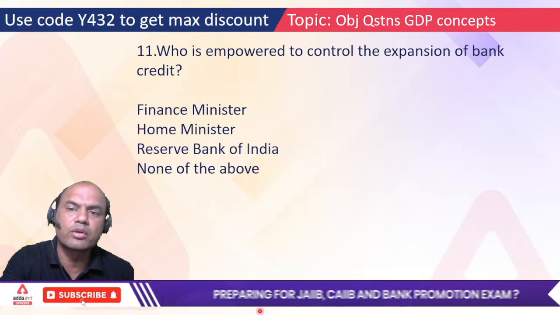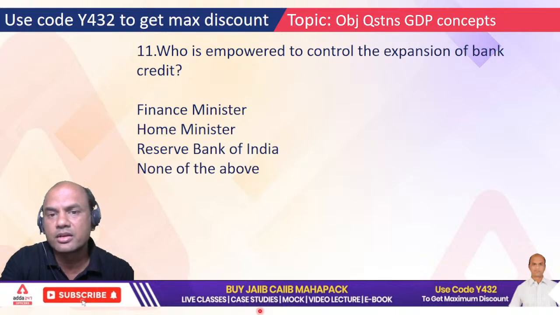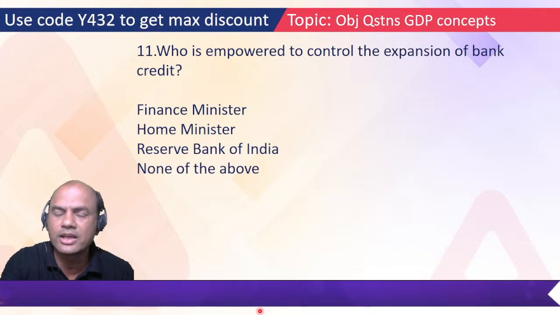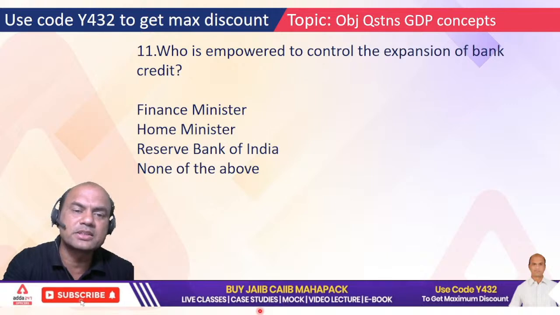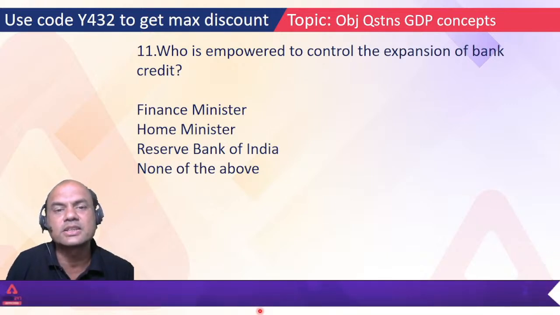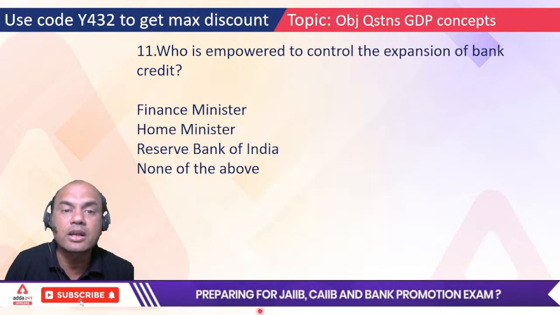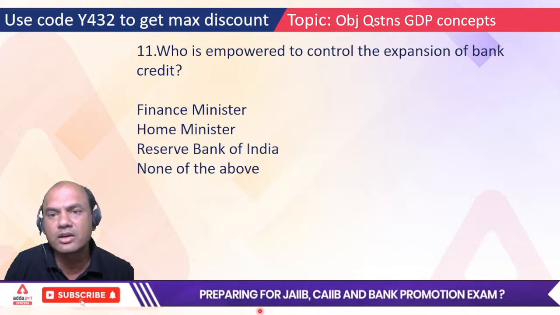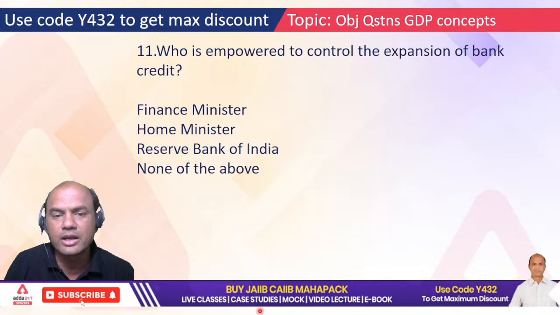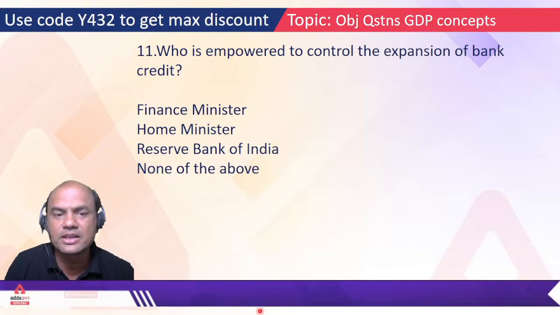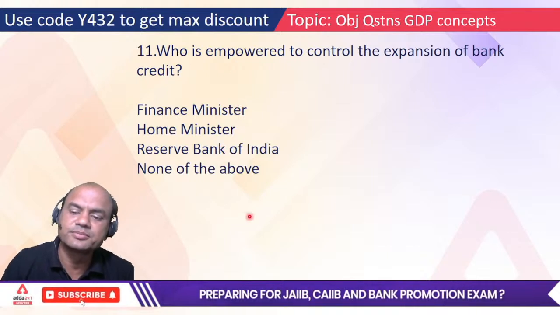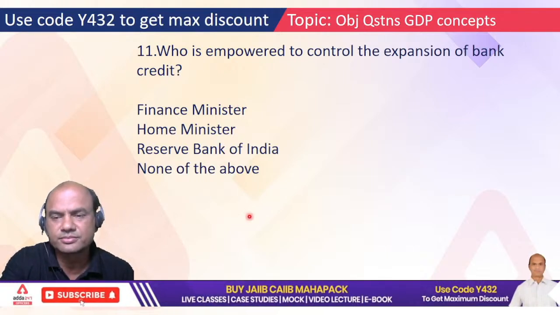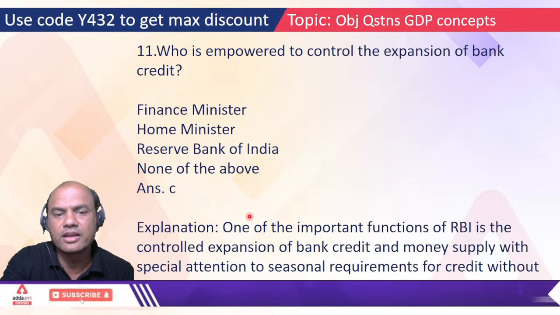Who is empowered to control the expansion of the bank credit? Okay. Expansion of the bank credit. Here, any time the word bank comes, who is empowered? Finance Ministry, Home Ministry, RBI, and none of the above. Who does the expansion and contraction policy? It's a part of monetary policy. Monetary policy is controlled by whom? Finance, Home, RBI. Who? Type the answer. A, B, C. Which one? A, B, C?